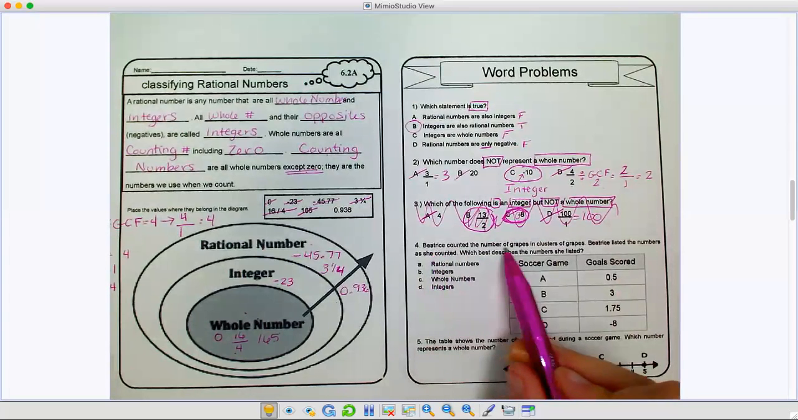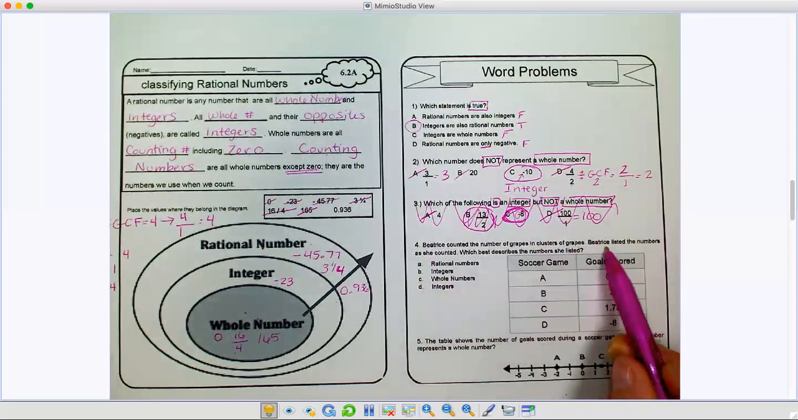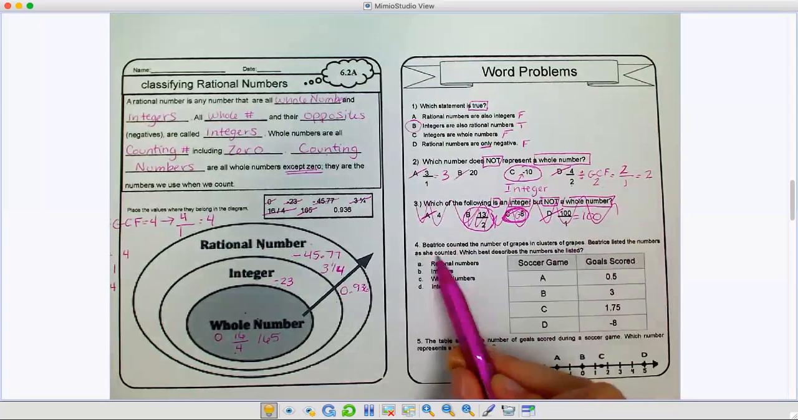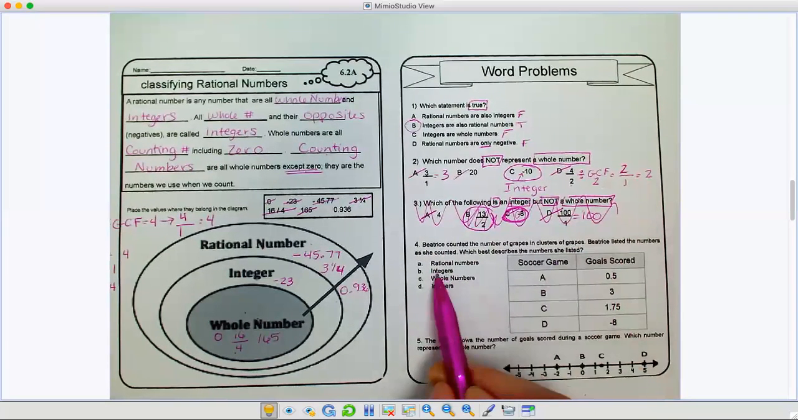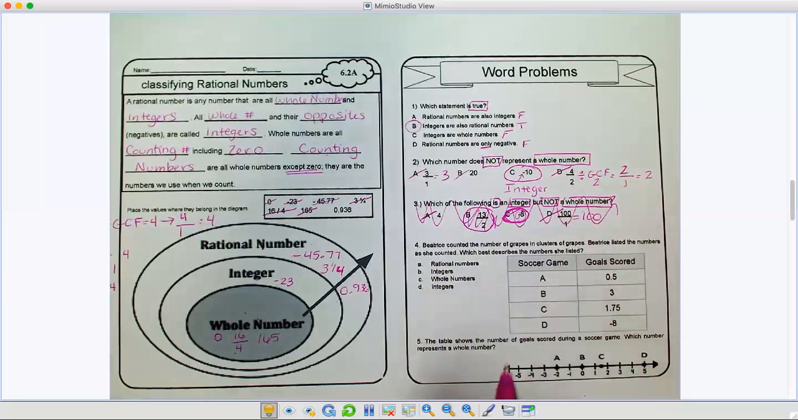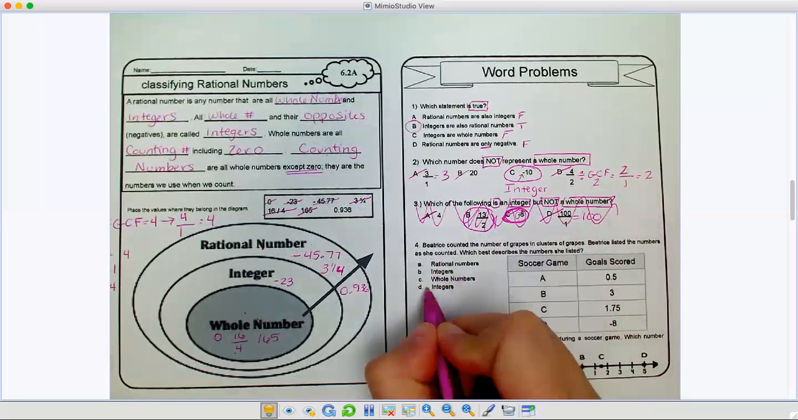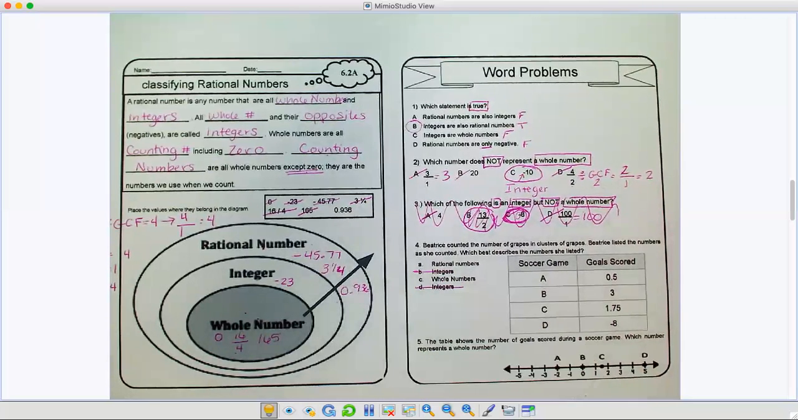Beatrice counted the number of grapes in the cluster of grapes. Beatrice listed the number as she counted, which best represents the number she listed. Our options are rational, integers, whole numbers, and integers again. Okay? Let's be careful about something real quick. If they give you a number twice, it is never going to be the answer. Okay? Never, ever, ever.